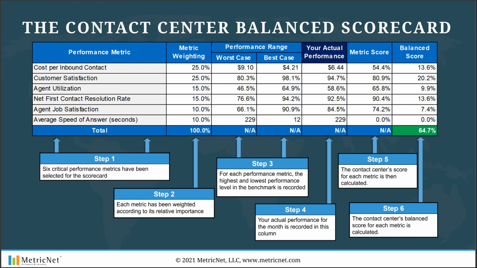Now, the final step in creating the scorecard is to multiply the metric score by the metric weighting to come up with a balanced score in the right-hand column. When we add those together, we come up with a single score that ranges from 0 to 100%. The closer to 100% you are, the better your overall score is. Closer to 0% you are, the worse your score is.